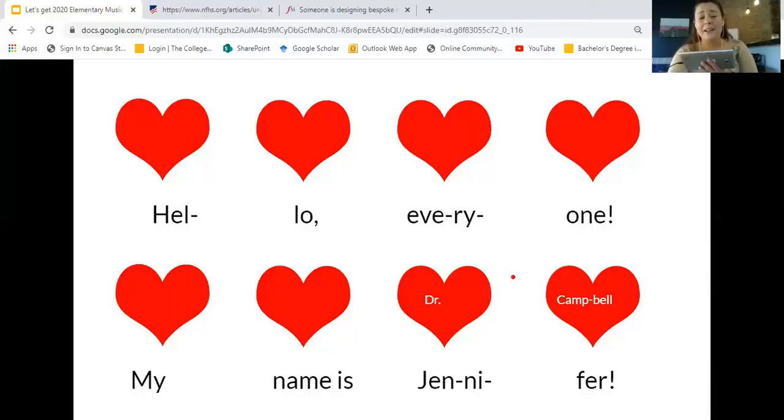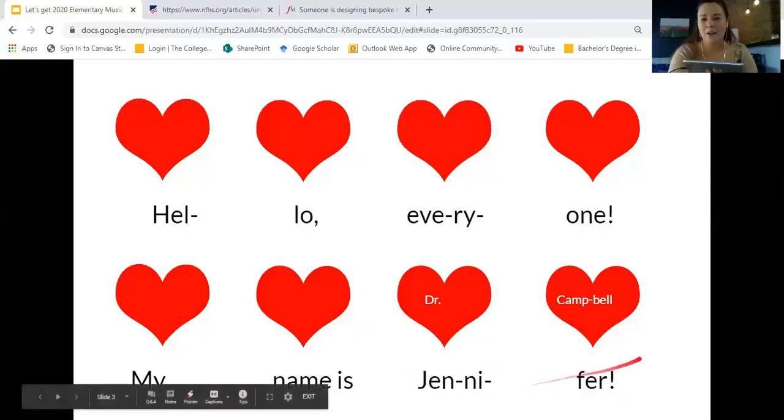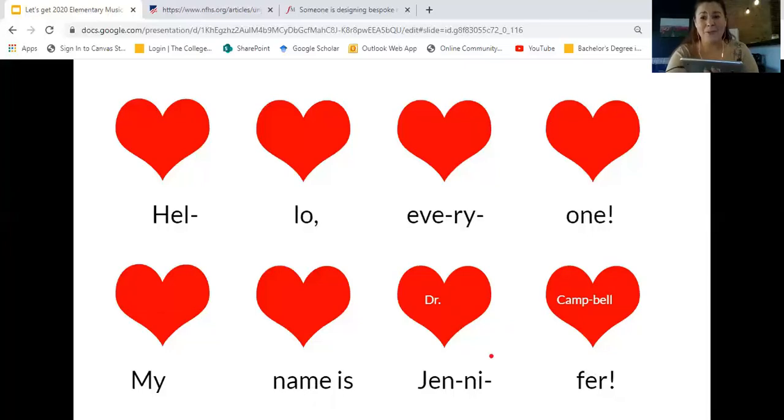Hello, everyone. My name is Dr. Campbell. Okay, the next thing we would want to do is we would ask our students, all right, everybody, you're going to all say this with me together, but when we get to the name part, will you please say your name in those two heartbeats? I'll give you 5 seconds to think about it. Ready, set, and here we go, right?